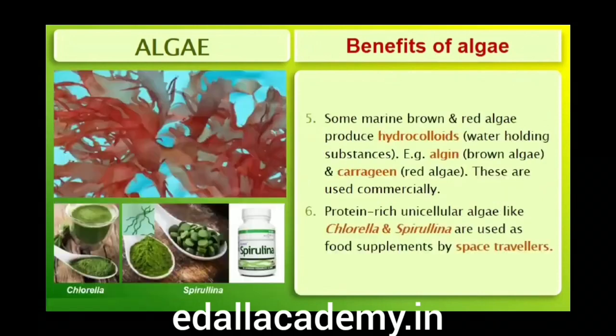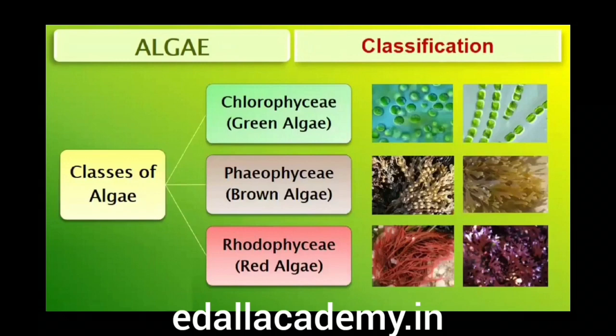Certain marine brown and red algae produce large amounts of hydrocolloids, water-holding substances, for example, algin in brown algae and carrageenan in red algae, which are used commercially. Chlorella, a unicellular alga rich in proteins, is used as food supplement even by space travelers. The algae are divided into three main classes: Chlorophyceae, Phaeophyceae and Rhodophyceae.